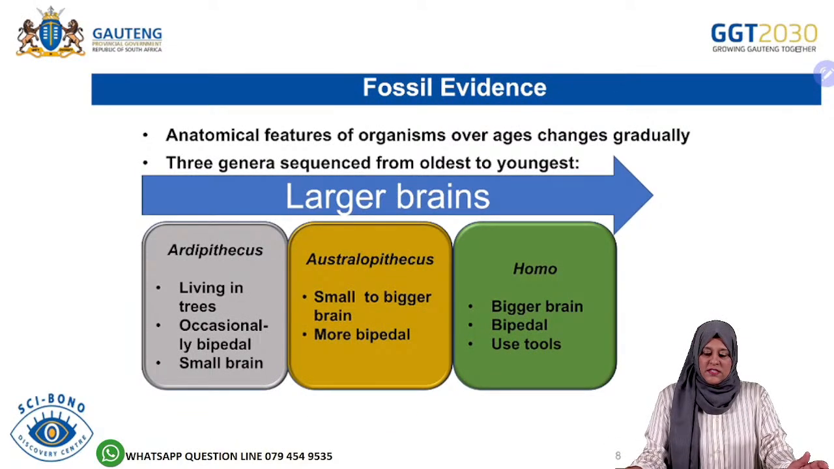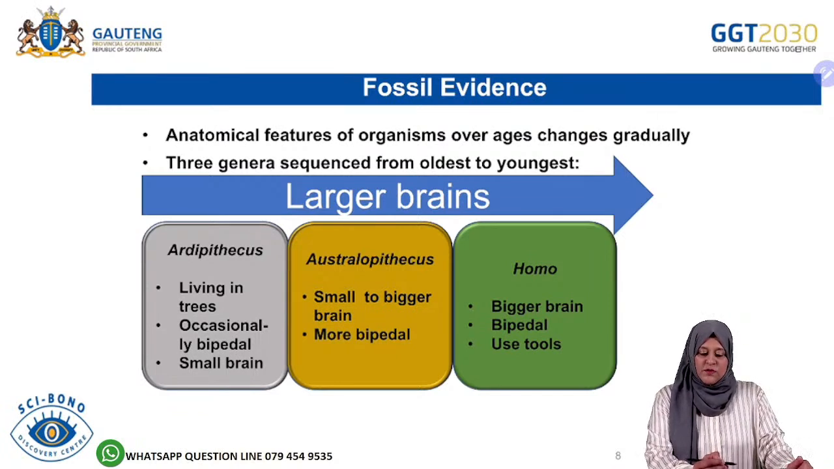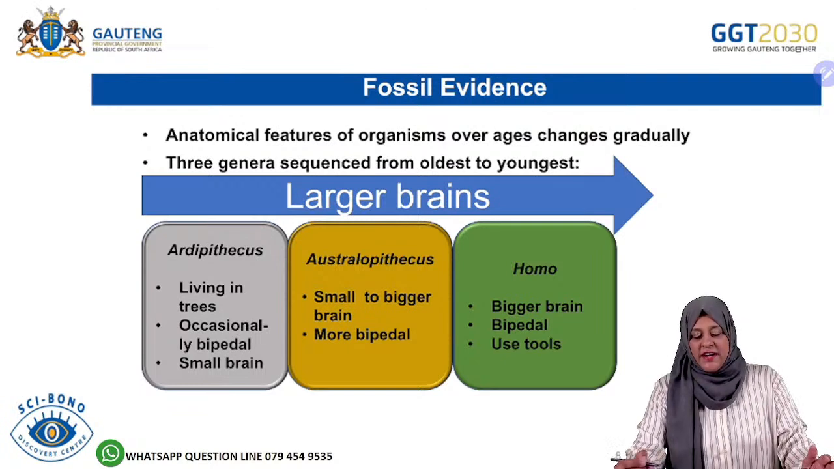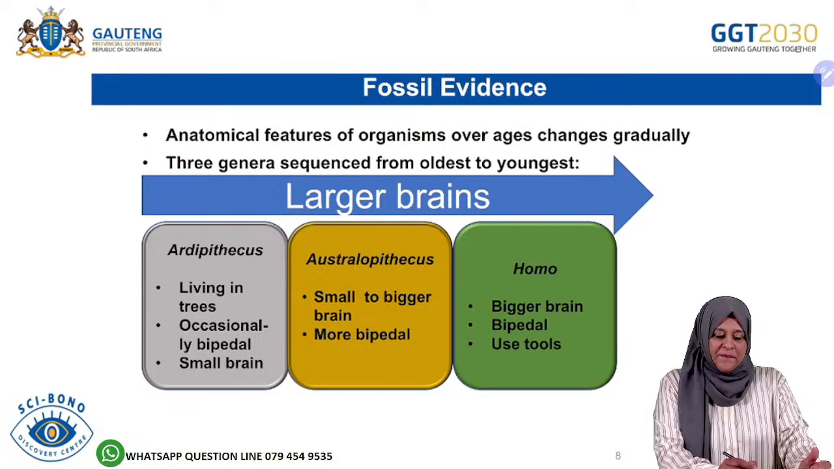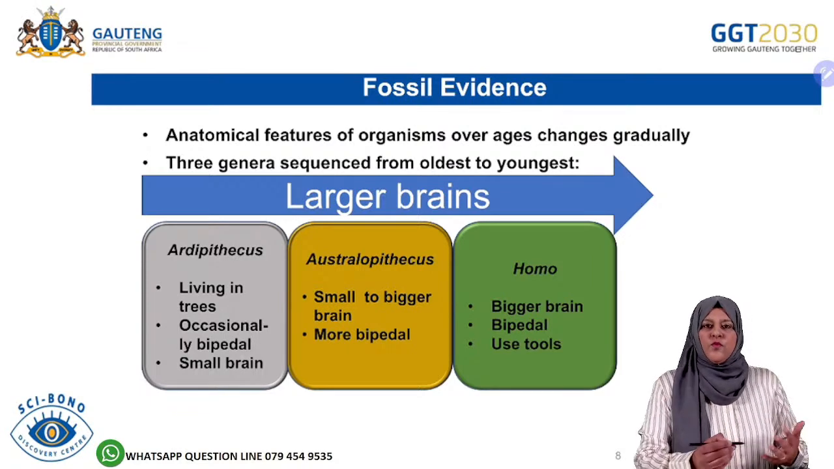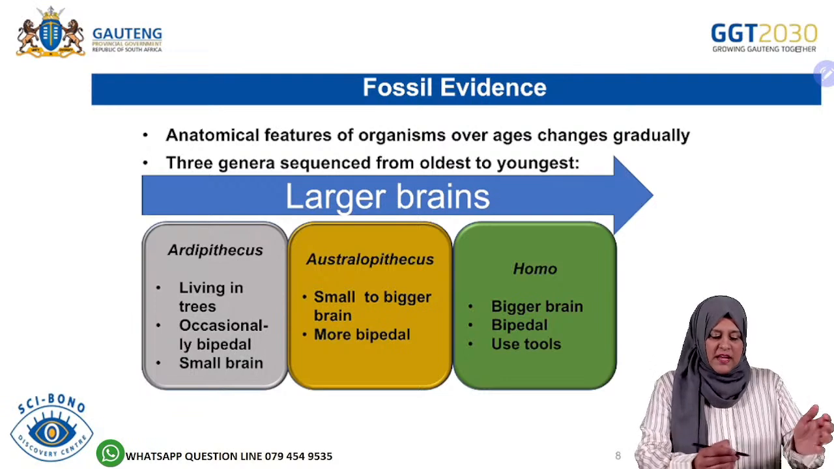Right, now what does the fossil evidence tell us? The anatomical or structural features of organisms change gradually over ages. Three genera are sequenced from the oldest to the youngest. So let's look at Ardipithecus, living in trees, occasionally bipedal. So he walked on fours, but he could walk on two legs sometimes, small brain.